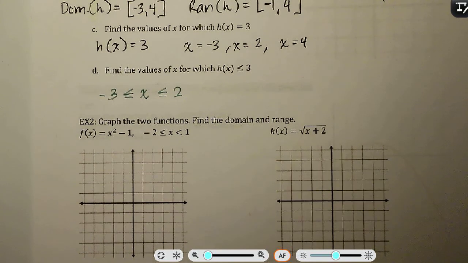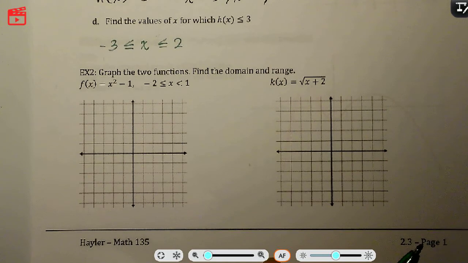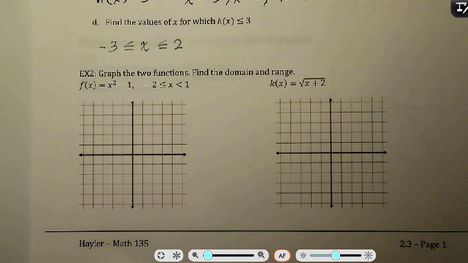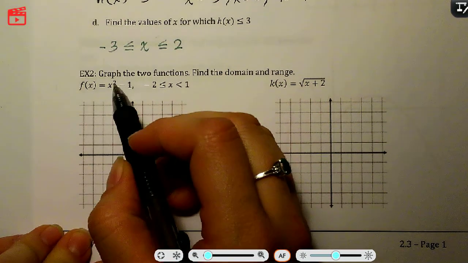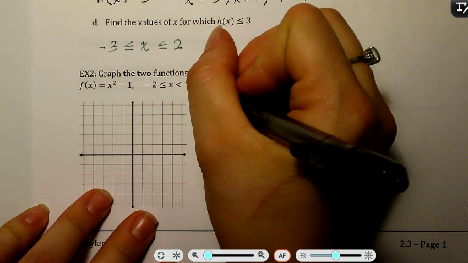All right, here we go with example 2. Graphing the two functions and find the domain and range. So I'm just going to go ahead and, for the first one, that's quadratic. I know that because of the x squared. So I'm going to find my vertex. That's an important point to find.